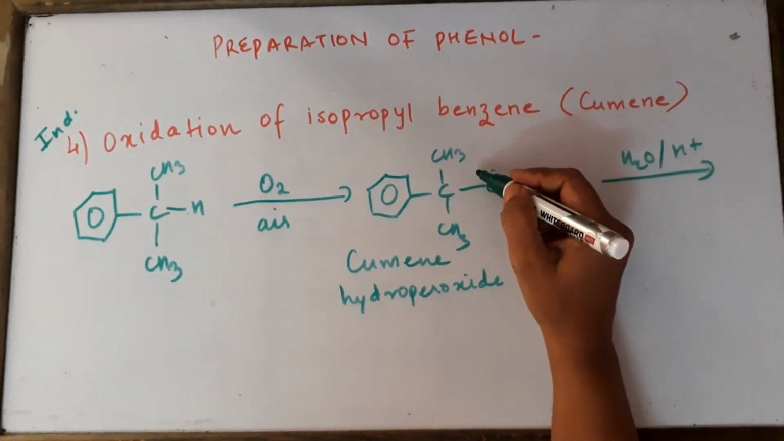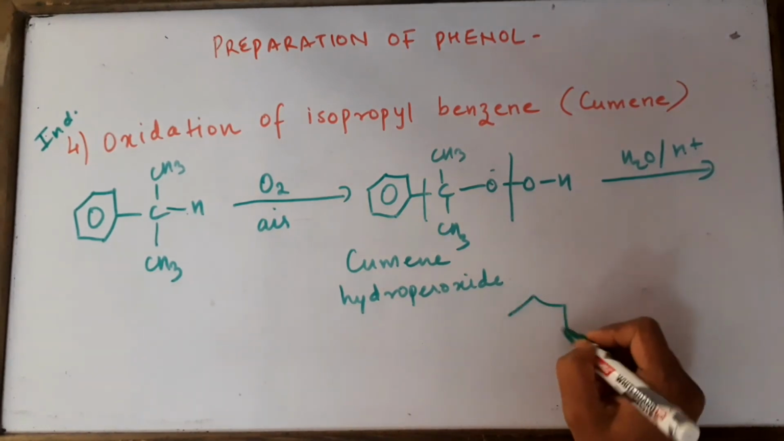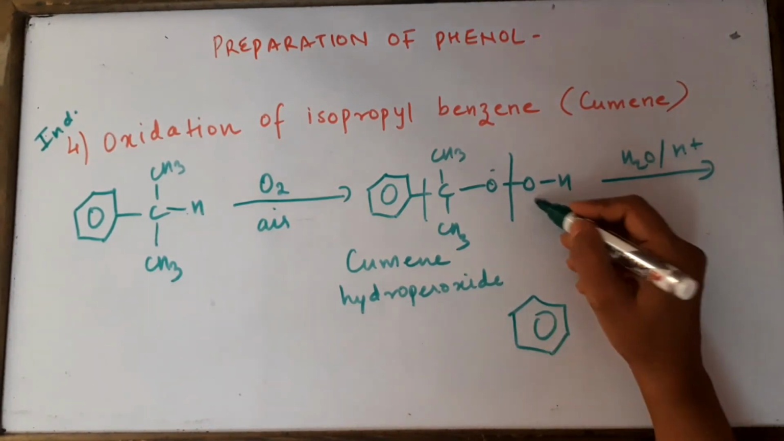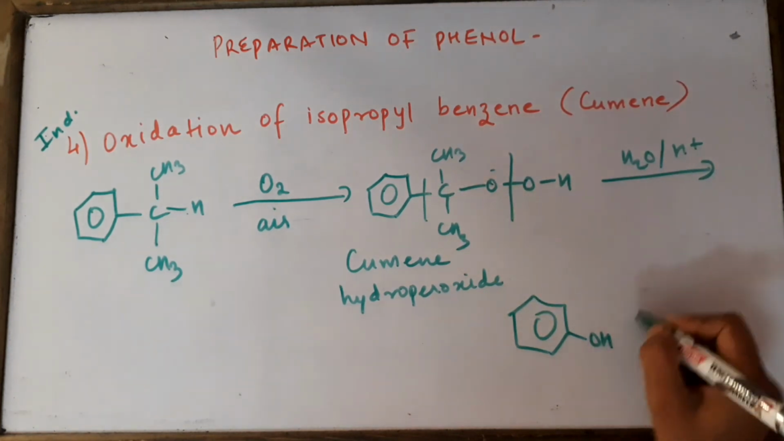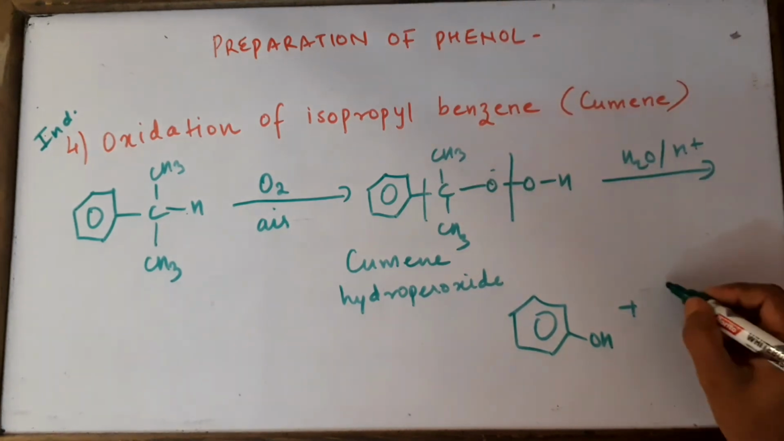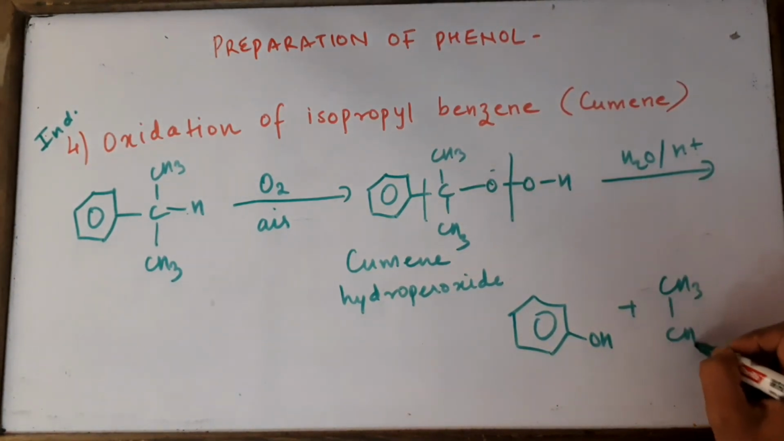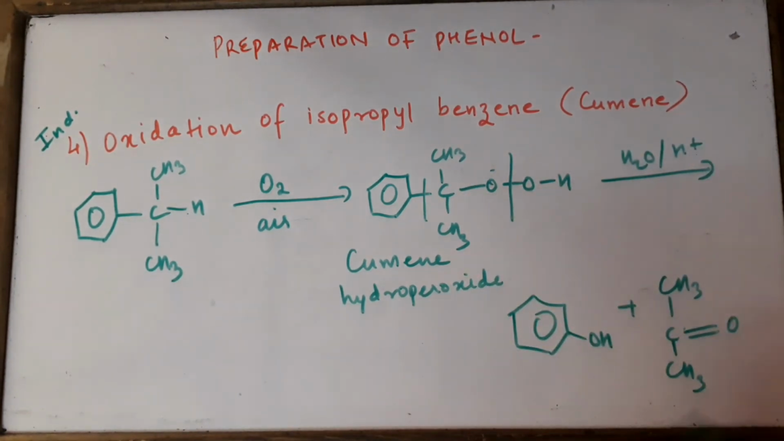Look at that. What you are going to do? Break the bond, break the bond. So what do you get here? The OH will go and attach at benzene and phenol is formed. And this entire fragment which you are removing, CH3, CH3, C, CH3, it's common sense. You will not write single bond O, you will be writing double bond O.